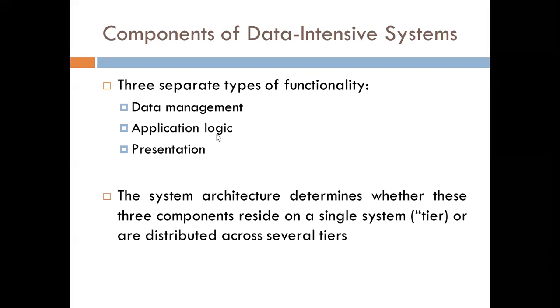So how the data is presented, that forms the presentation functionality. The system architecture will determine whether these three components all reside in a single tier or a single layer, or are distributed across several layers. So based on whether these three functionalities are present in a single tier, two layers, or three layers, we have different kinds of system architecture.